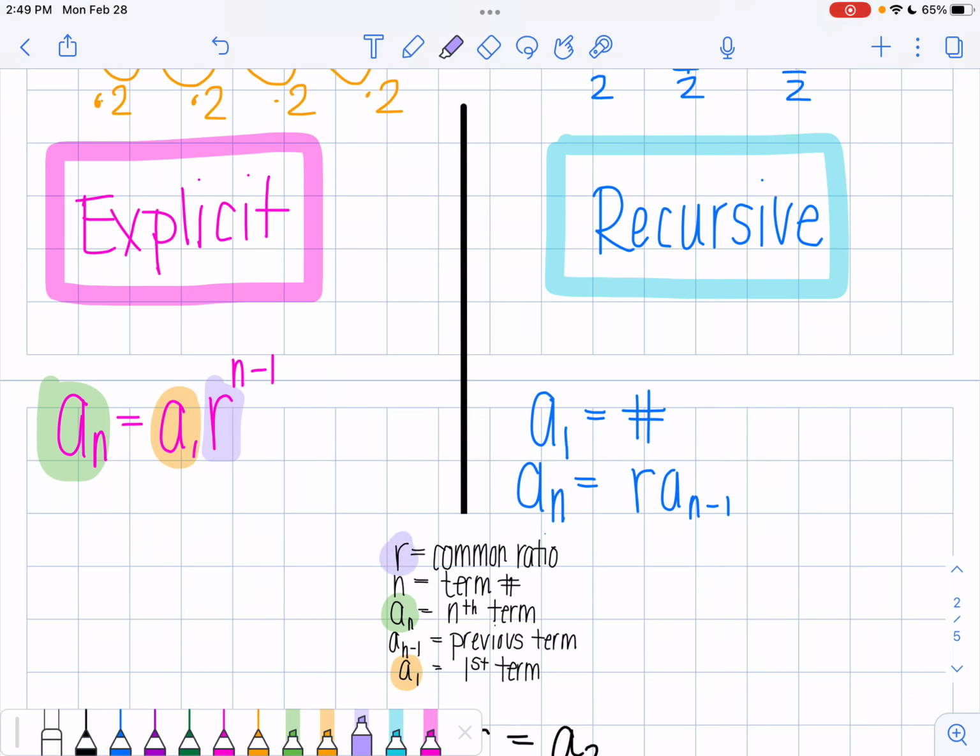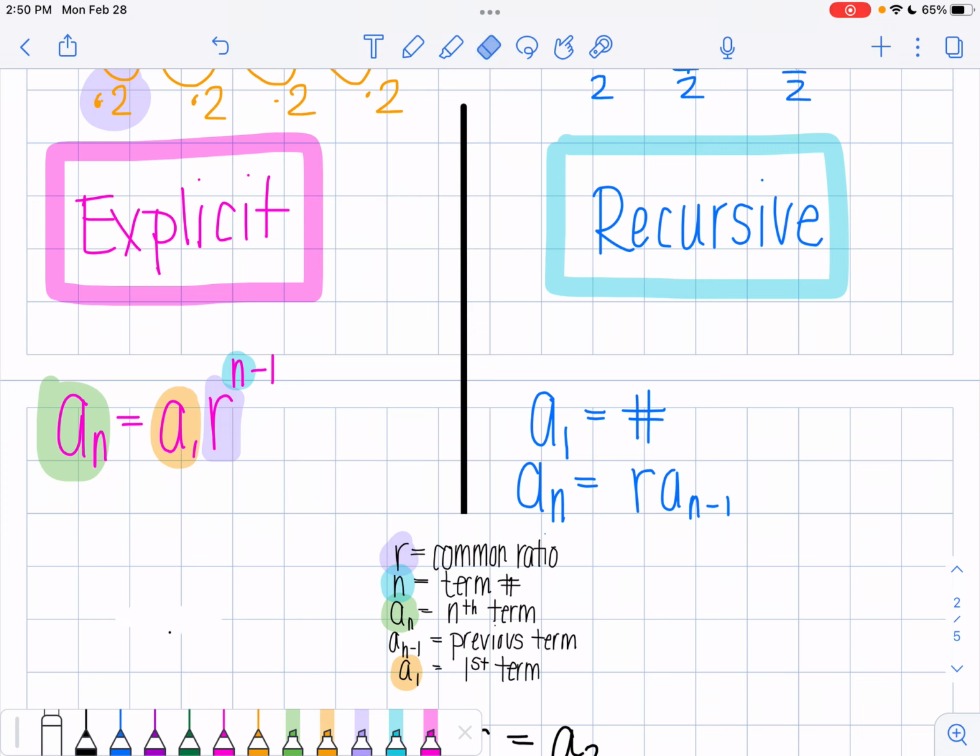R is our common ratio. That's the number that we're multiplying by every time. In this case up here it was 2. And N represents our term number. So if we go back to this A sub 2, that means my N value is 2. And again, we're talking about the second term. That's how you read this information.